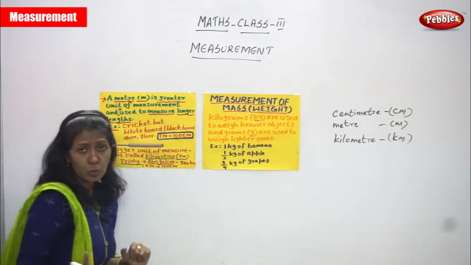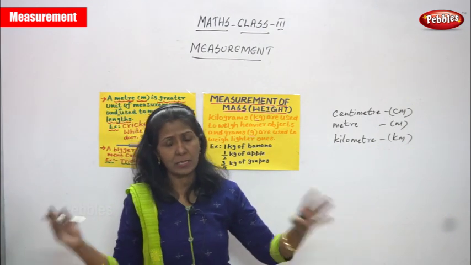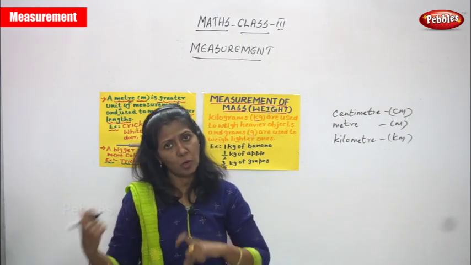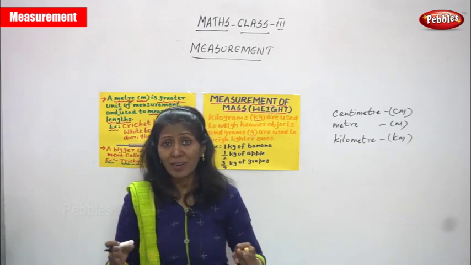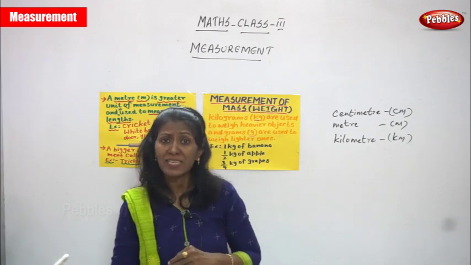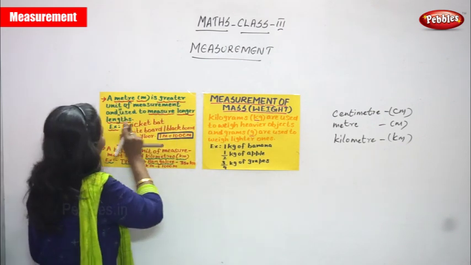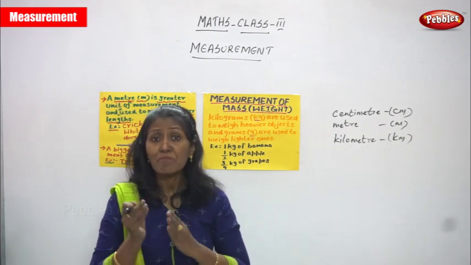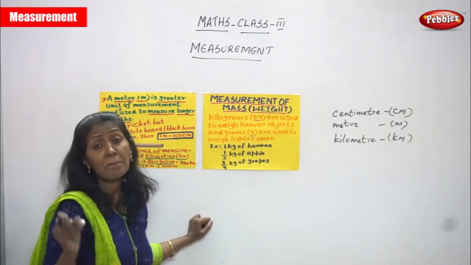Longer lengths means, as I told you already, a middle length. Compared with a very far distance, it is a middle. The first one is smaller, the second one is a longer length. Smaller length we measure in what? Centimeter. Longer length, that is a middle length, we measure in meter. Otherwise we can call it a middle length compared with the very far distance. So I say longer length or middle length we measure in meter.